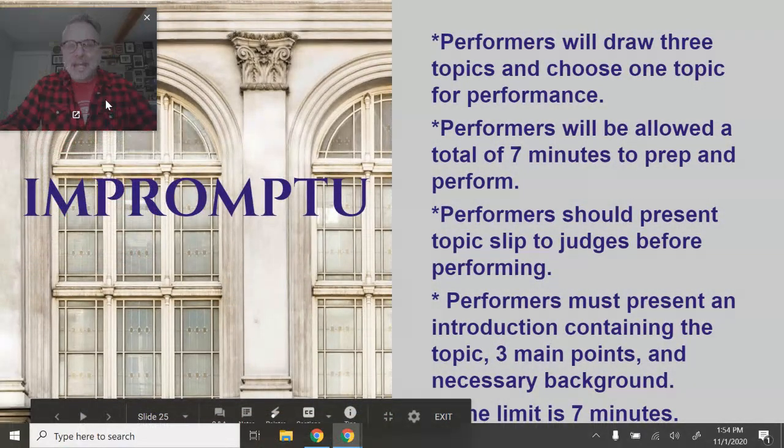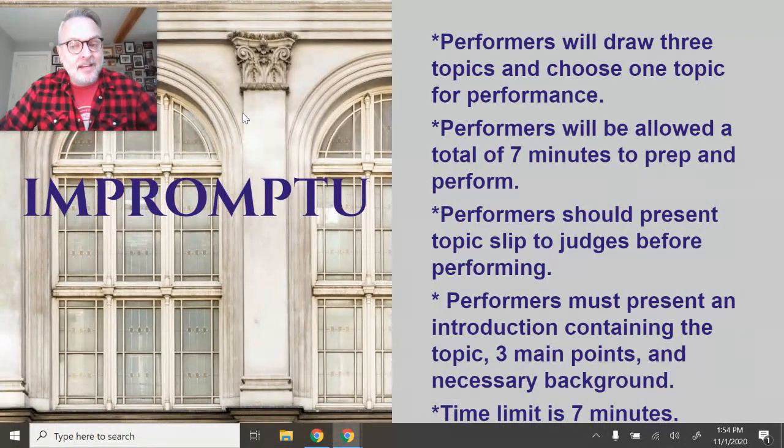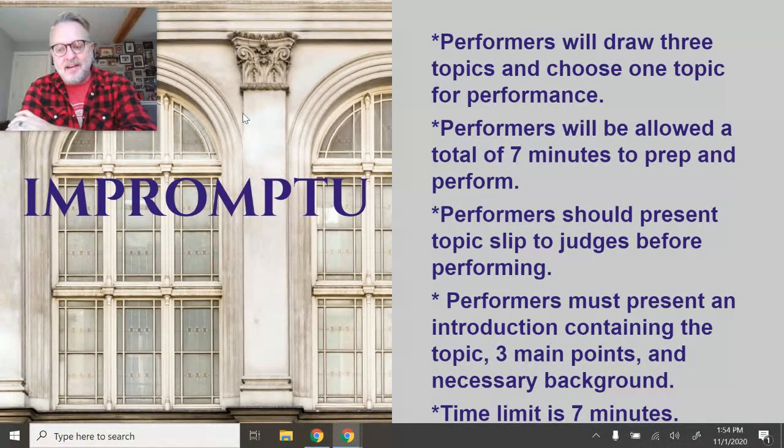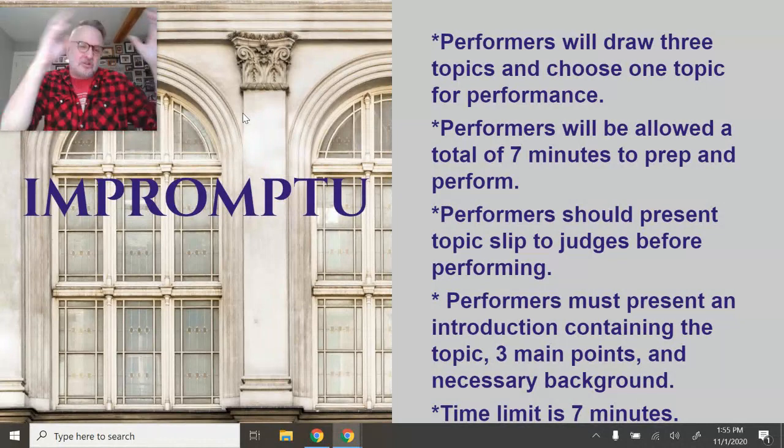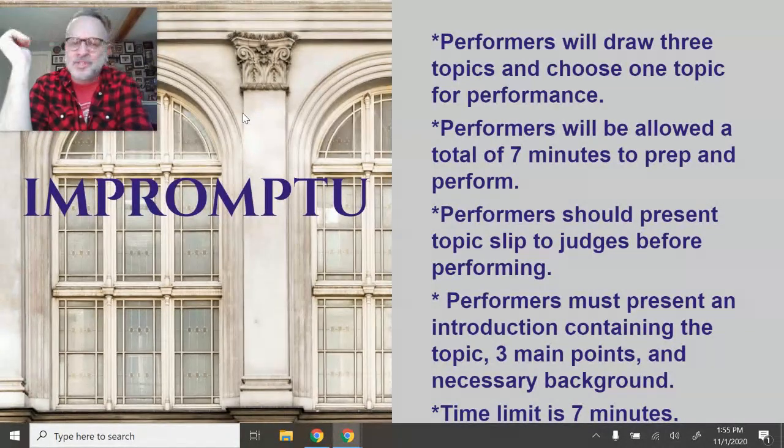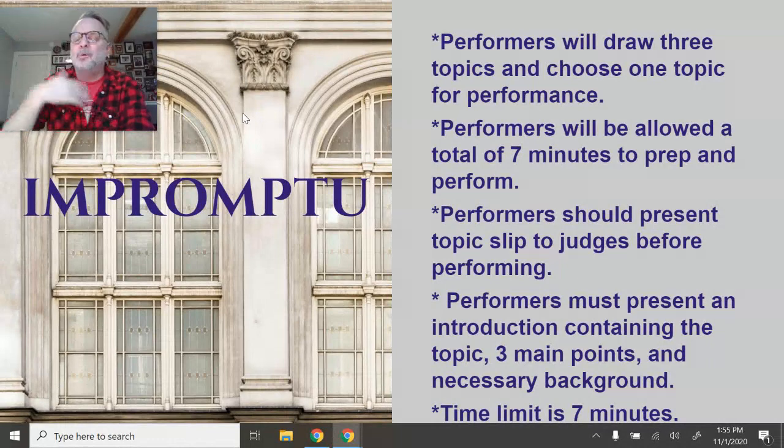Impromptu. Impromptu is, I think, easier. However, what you're doing is you are going into the room with the judge, and they will have an envelope of topics. You receive umbrella topics from the tournament, and then you start to think your way through, like, what happens if I would draw this, or what happens if I would draw that. And so it is easier because it's broader. It's not anything that you have to cite sources for. It's not anything that you have to research for. You're pulling it off the cuff.